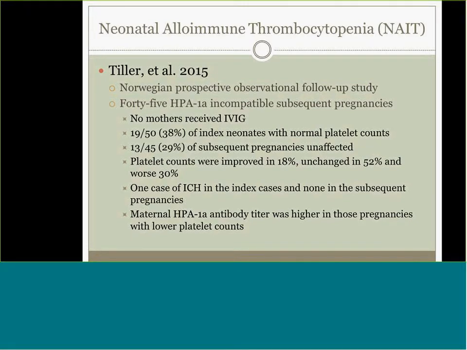In the subsequent pregnancies, what was really interesting to me is that platelet counts were improved in 18% of the cases, unchanged in 52%, worse in 30%. There was one case of intracranial hemorrhage in the index cases, but none in the subsequent pregnancies, which is interesting. Again, this is selecting for a very benign population. In the study previously, they'd been selecting for those kids with a sibling with intracranial hemorrhage. Did they deliver the second babies differently in these cases? I don't think so. I did, but we'll talk about mode of delivery in a little bit.